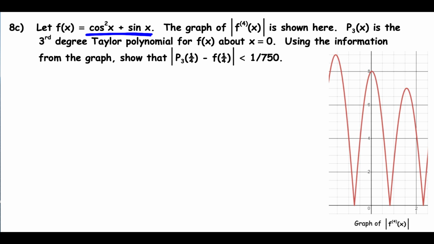Okay, we know what that means. Using the information from the graph, show that the error, hopefully that's what you're recognizing this as. This is the error. It's the maximum error. The error has to stay less than 1/750th. 1 over 750. The reason that that left side is the error is, again, this is the perfect answer of f of 1/4. This is us estimating the answer using a third degree Taylor polynomial. The difference between the true answer and the estimate is the error.